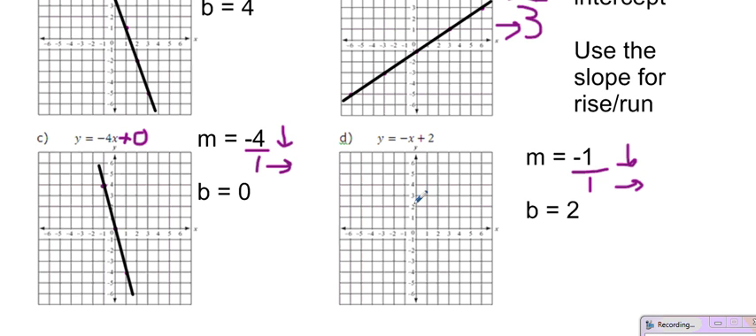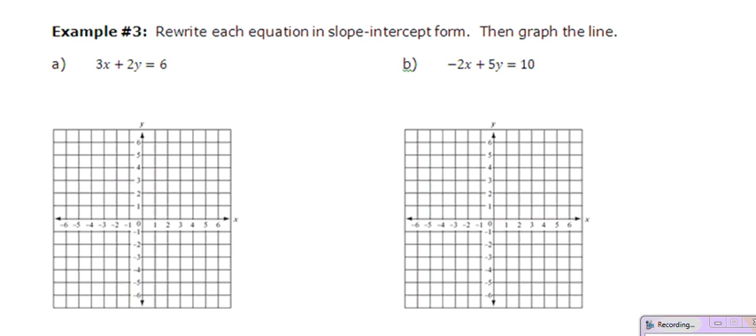So I start with the y-intercept on the y-axis. I make a point at 2, and then I'm going down 1 and to the right 1. Down 1 to the right 1, down 1 to the right 1. I can keep going that way. I could also instead go up 1 and to the left 1. That follows my pattern. So again, then I connect the points to make my line. And there you go. All right, so let's look at the next example.